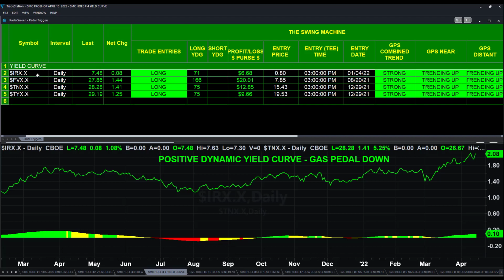All right, and what's important to understand is the yields are rising. They're trending up, and they've been trending up for 71 days, 166 days, 75 days, and 75 days. Now, what does this mean? Well, if you own bonds and the yields are rising, what does that do to the price of the bond? It goes down. That's one implication. It also has other implications, many more than what we can get into here tonight.